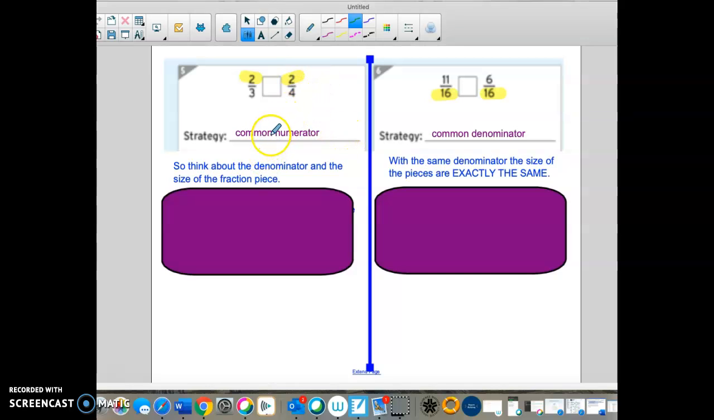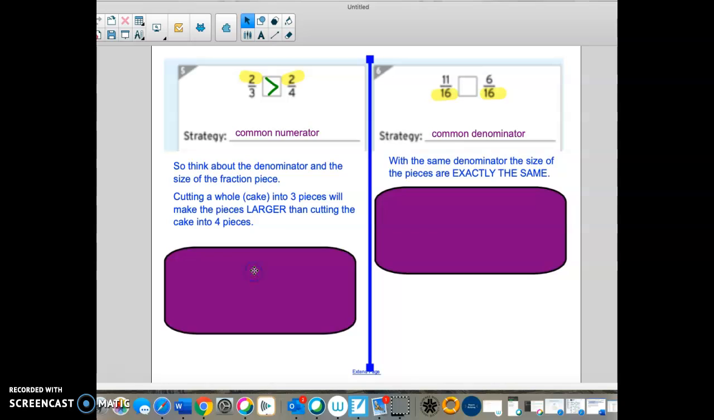2/3 and 2/4, we've got the common numerator again. So we stop and think about the denominators. 4 means that we've got more pieces cut, so they're smaller pieces. So 2/3 would be greater than 2/4. Thinking about those pieces. On number 6, we've got our first common denominator strategy.